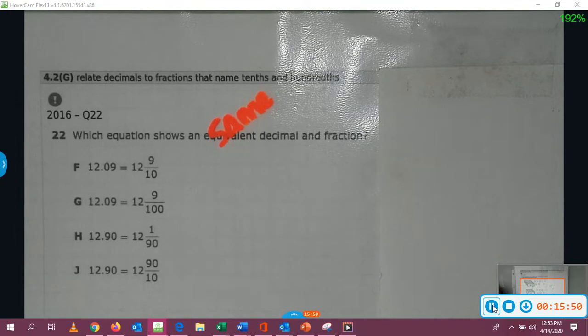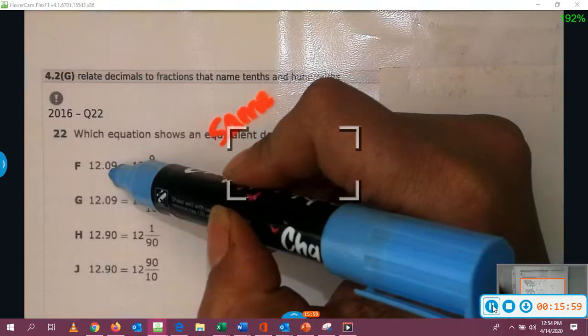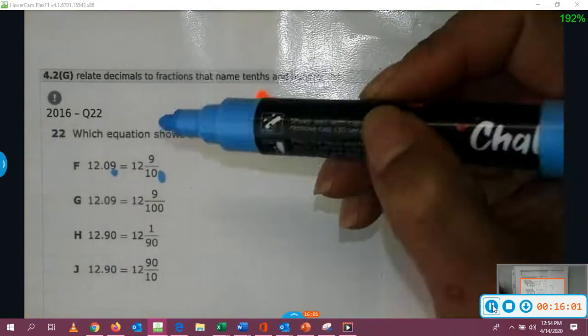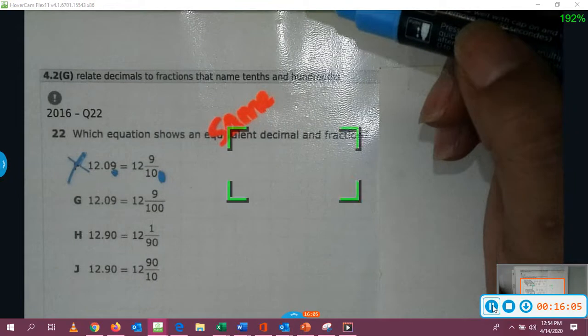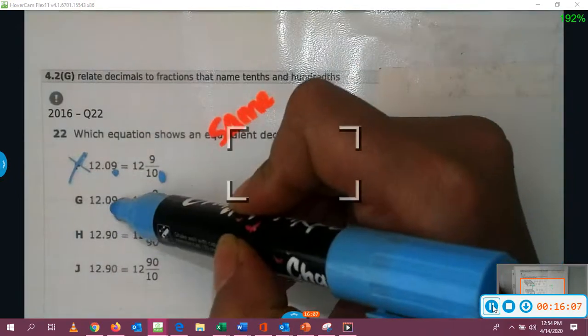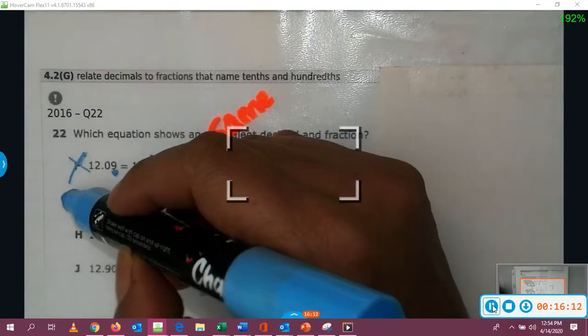To properly go through this, you have to go through each answer choice. So let's just go. This is in the hundreds place. This says the tenths place. Doesn't match. See how easy that was? This is in the hundreds place, and this is in the hundreds place. Okay, this is a possibility. It's a contender.